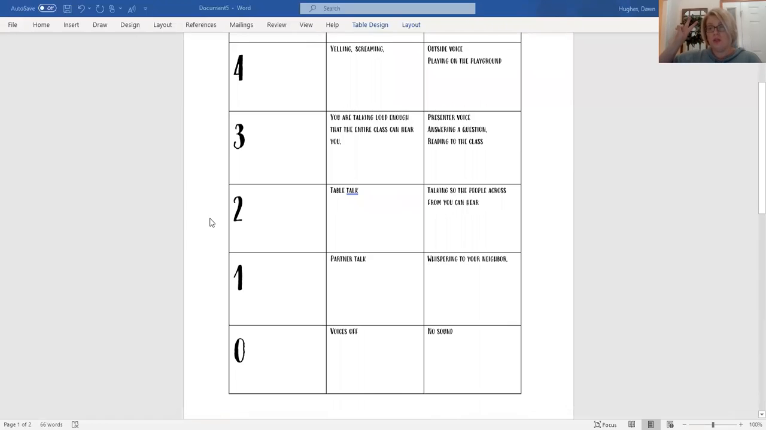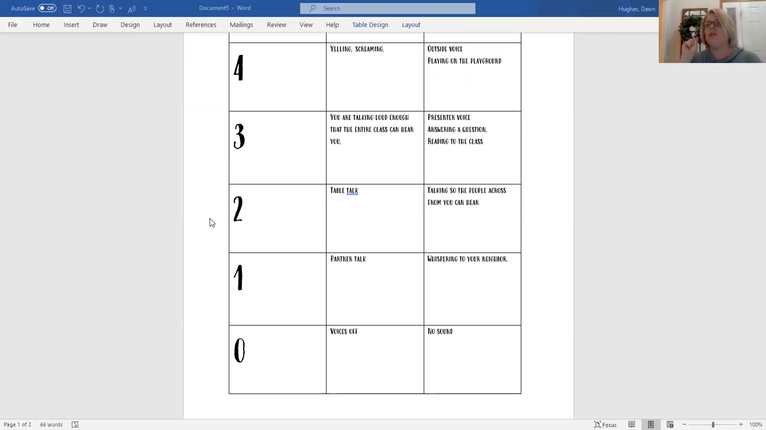Okay, so when Mrs. Hughes holds up a 2 and your voice level is at a 2, that's going to be table talk. When you're at a voice level 2, you and your partner can hear the people across from you, and that's it. If you're at a table talk voice, you should not be able to hear somebody talking. Group 1 should not be able to hear somebody talking all the way at group 3. You're going to talk in a softer voice, just so that the people at your table can hear you.